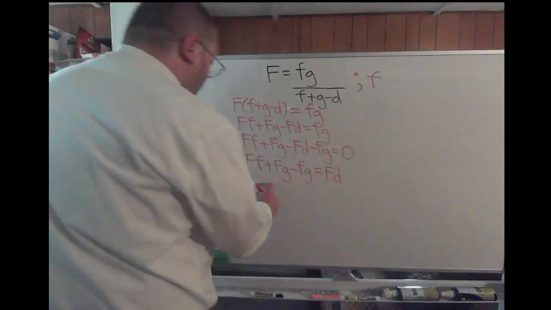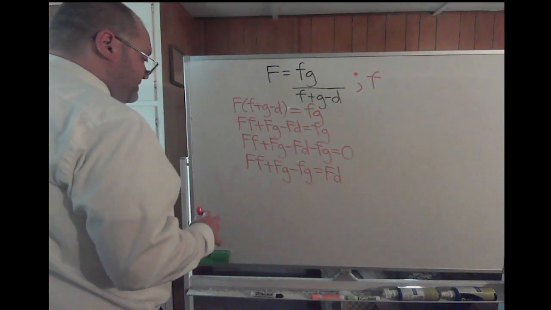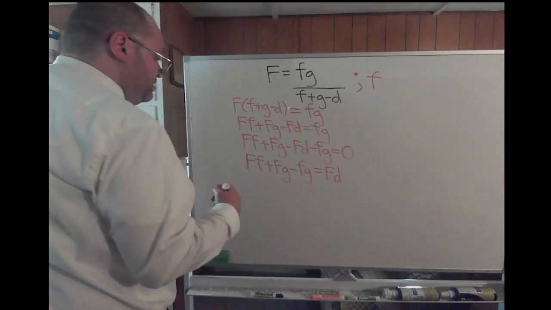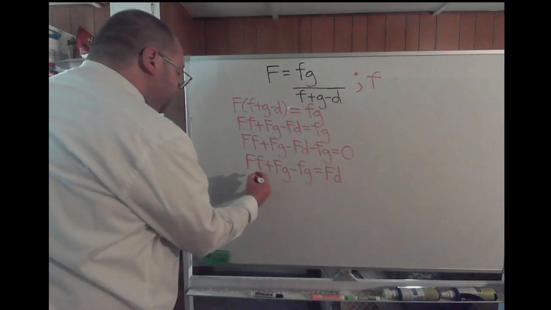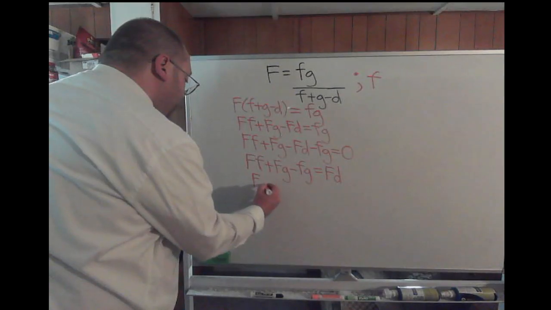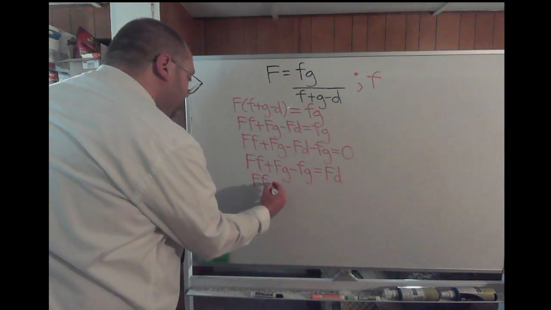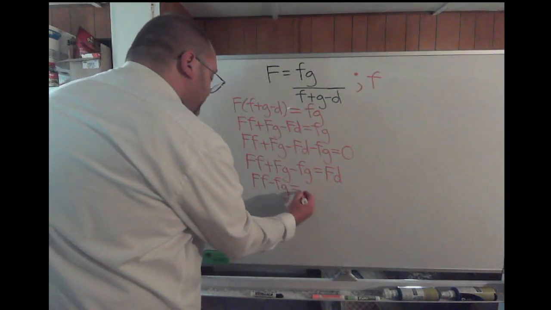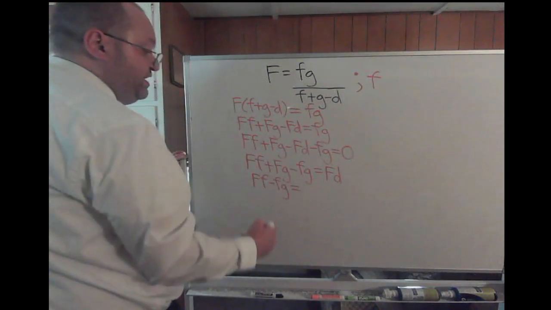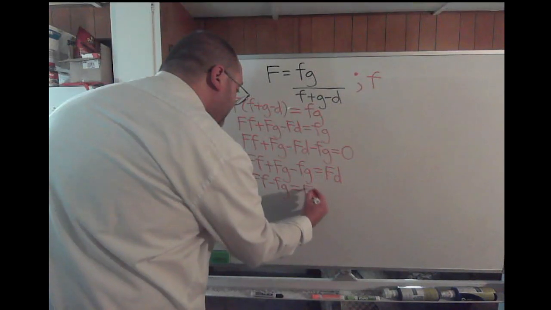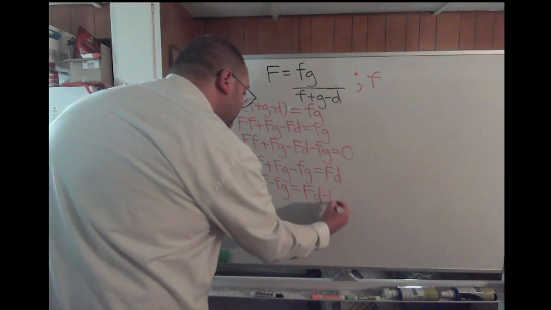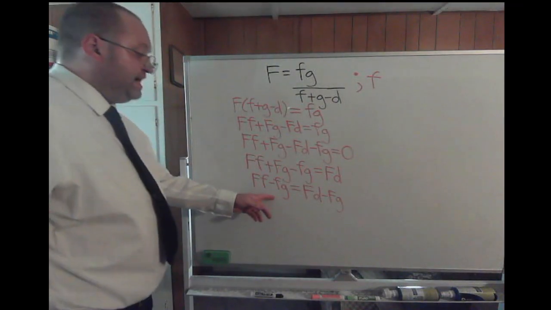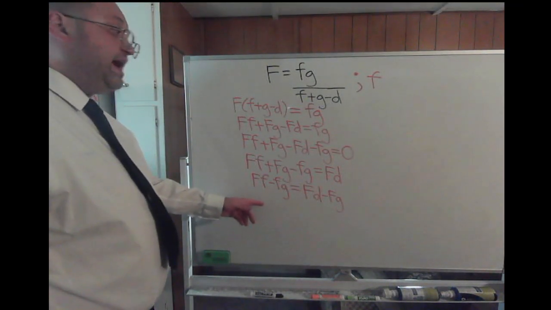Now, we want to get rid of that uppercase Fg also. So to get rid of that on the left-hand side, you have to subtract it. You end up just getting uppercase F lowercase f minus lowercase fg. That'll be equal to, since we subtracted Fg from the left, you have to do it to the right. You'll get Fd minus Fg. All right, so now we have the lowercase f's on the left-hand side, which is exactly what we want.